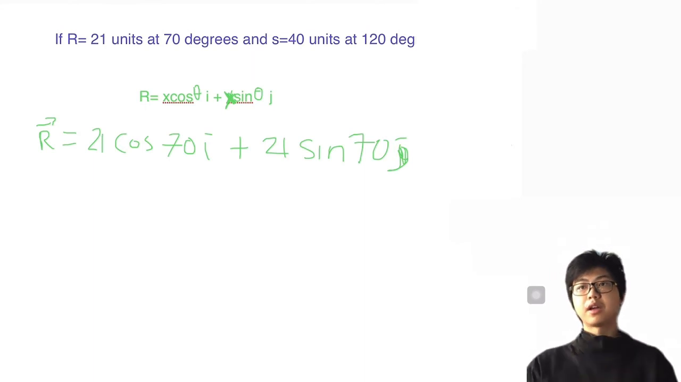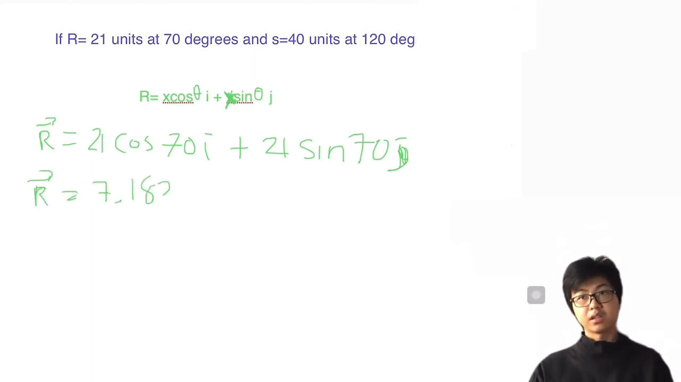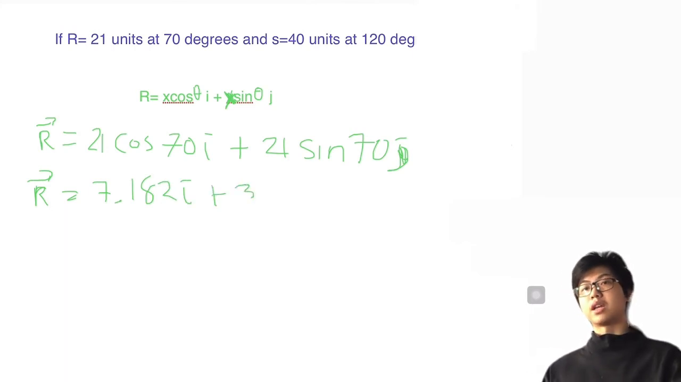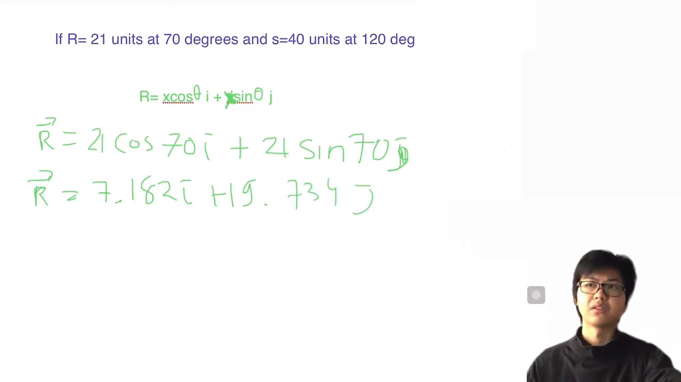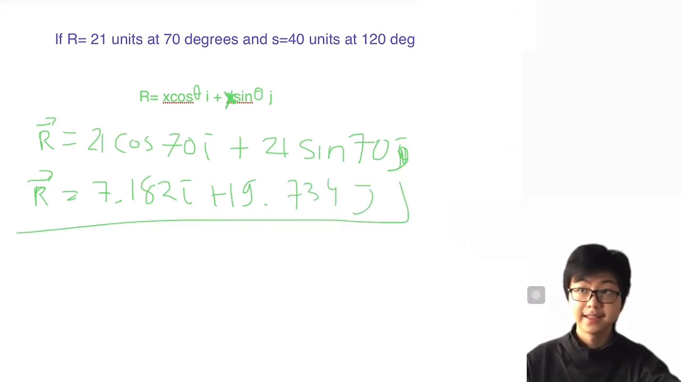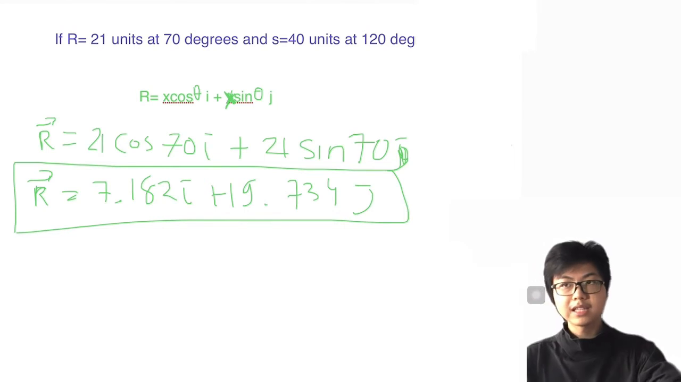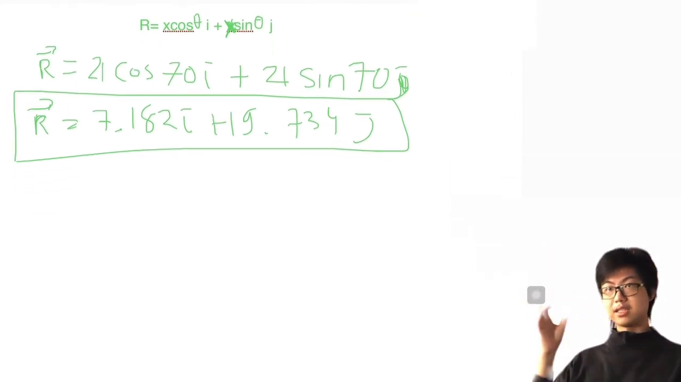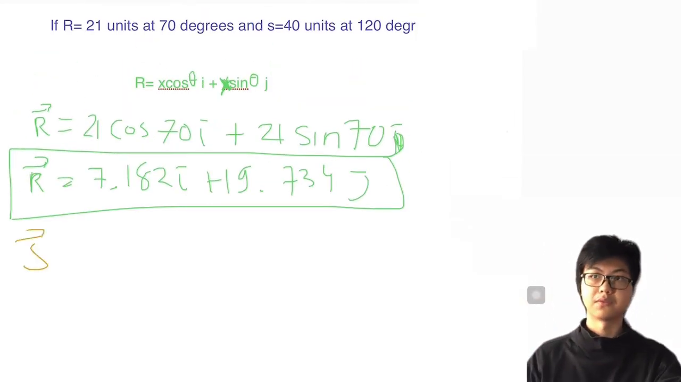And now we are going to find out what r is. Technically you can just put it in the calculator and you get 7.182i plus 19.734j. Okay, so I'm just going to box that, so it's very easy. You guys can know it and you won't get confused.